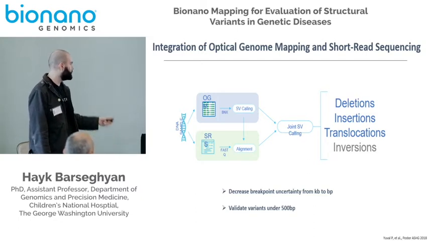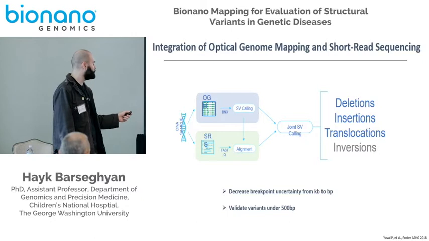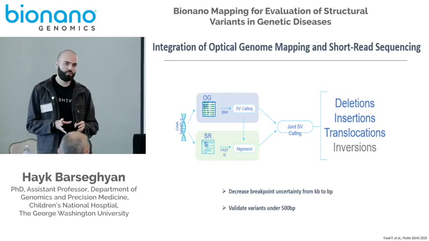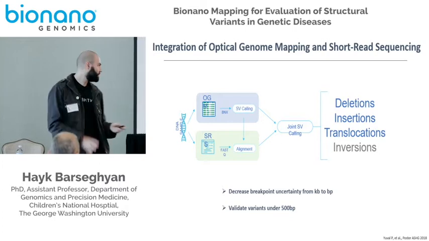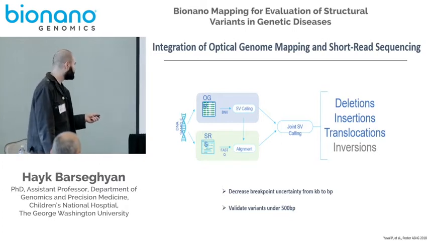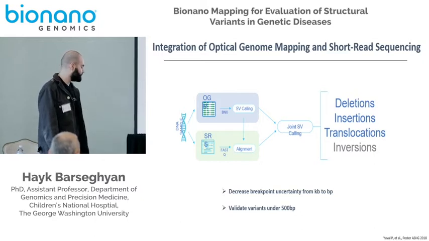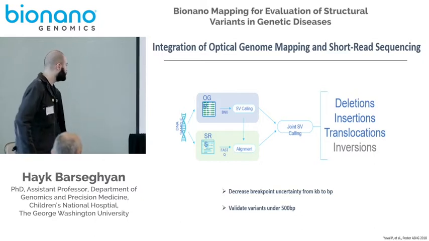Both of these are going to be used for joint SV calling, and that helps to at least increase the breakpoint resolution for unique sequences wherever we find structural variants. Currently the work has been done for these three categories, and then inversions should be coming quite soon.